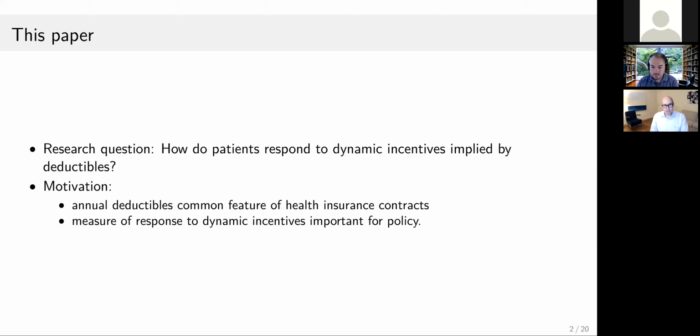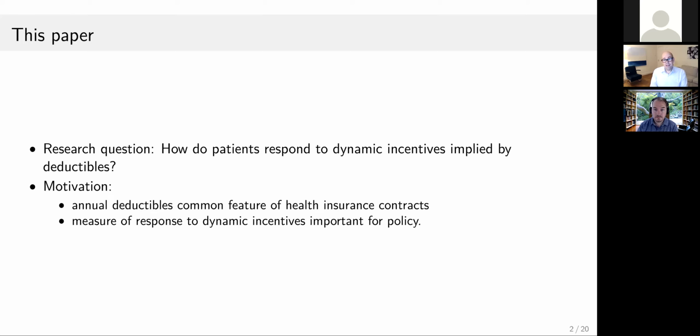Now, what is the motivation for us to study that question and to come back to that somewhat classic question? First of all, annual deductibles are a common feature of health insurance contracts. When you look at the data, more than 80% of the employer-sponsored health insurance policies actually feature a deductible, and in countries like the Netherlands, it's actually mandatory that they do. Now, when you think about how the deductible limit affects healthcare spending on a yearly level, then yes, you get to the conclusion fairly quickly that this will operate through the response to dynamic incentives.